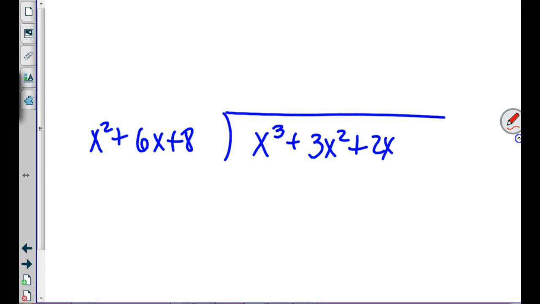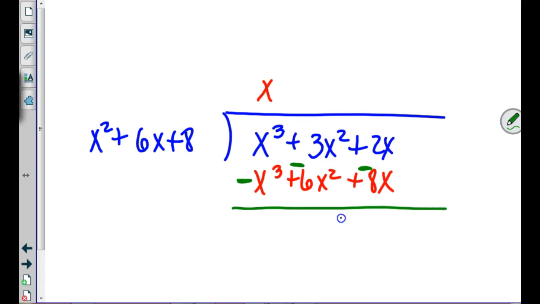Okay. But it's really not going to be that bad, because what is the one thing we're going to multiply by to get this? So x times all this will be x cubed plus 6x squared plus 8x. Yep, we have to subtract all of those. So we get negative 3x squared and negative 6x.